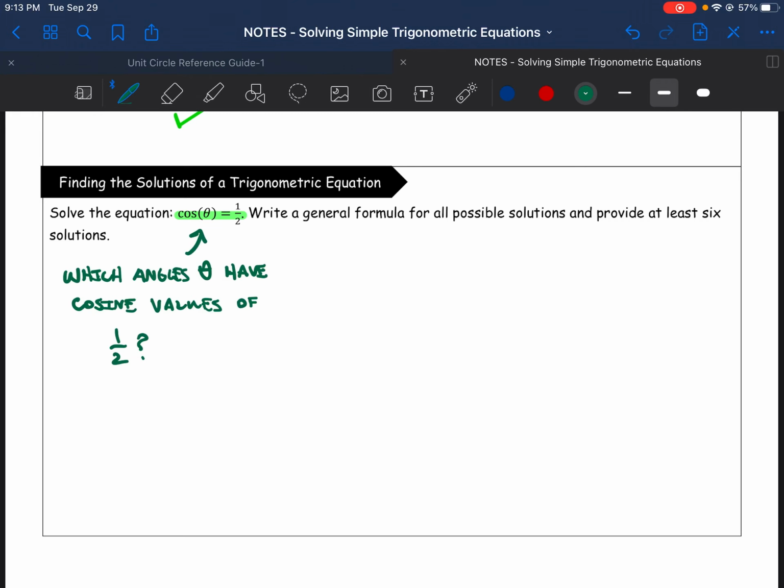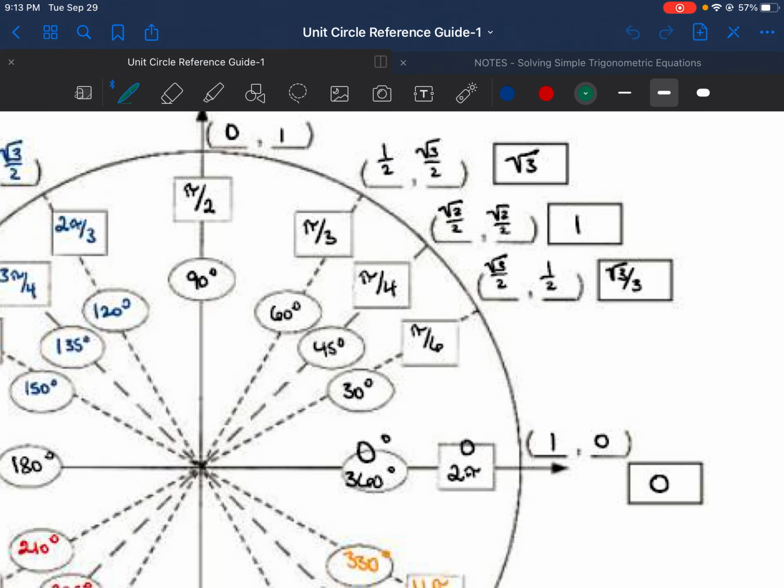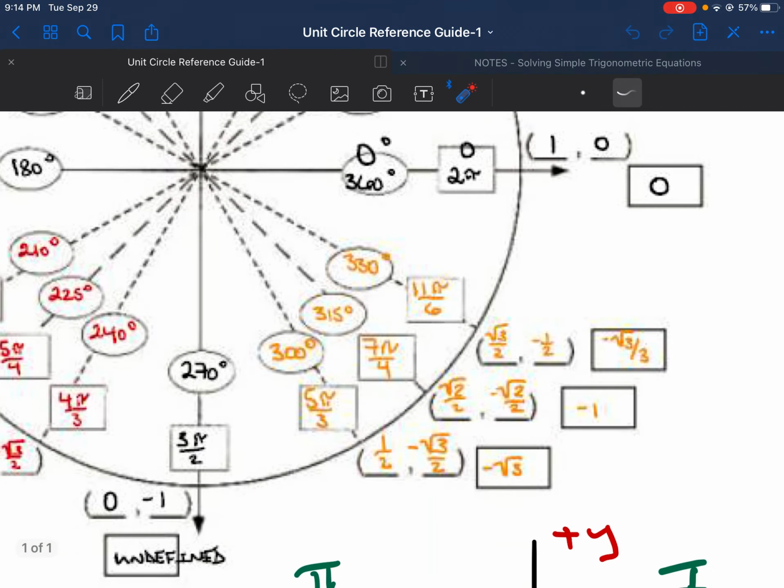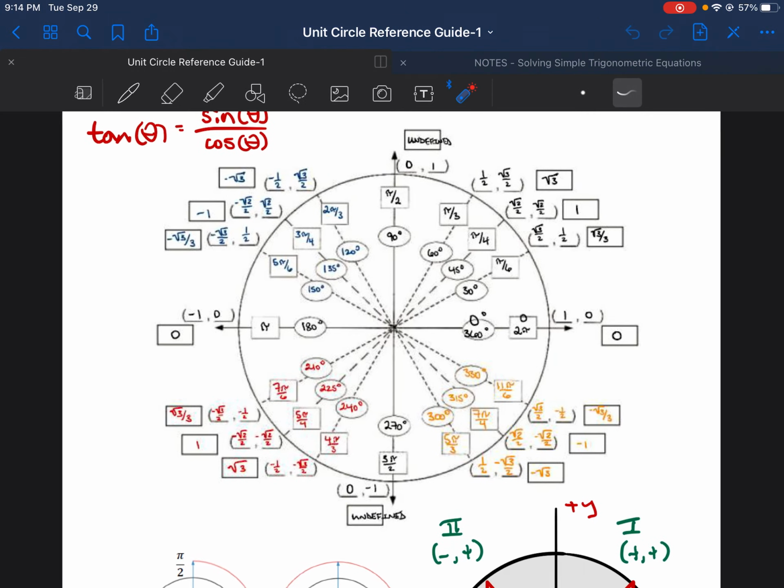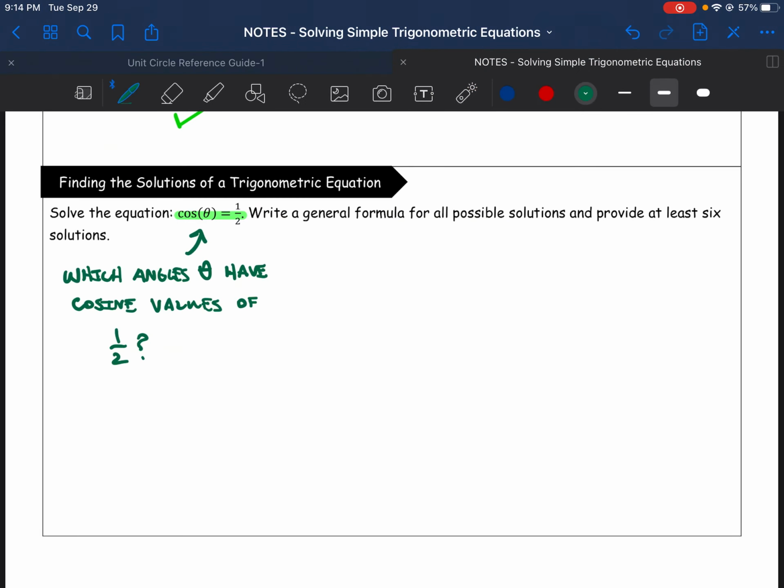So we want to go to our unit circle. And if I'm looking for a cosine value, which is an x value of 1/2, well, I see an x value of 1/2 here at pi over 3, and I see an x value of 1/2 here at 5 pi over 3. You can see that right there. But here's the small issue that we're going to run into. So we can definitely see at pi over 3 and at 5 pi over 3, we have cosine values of 1/2.